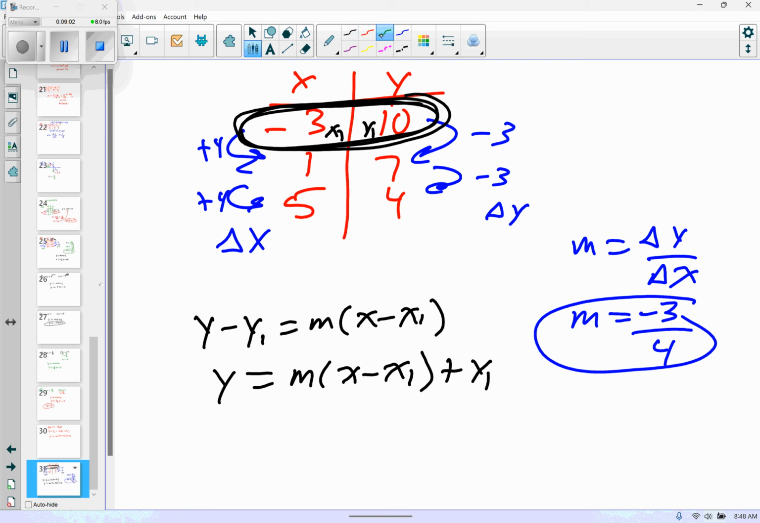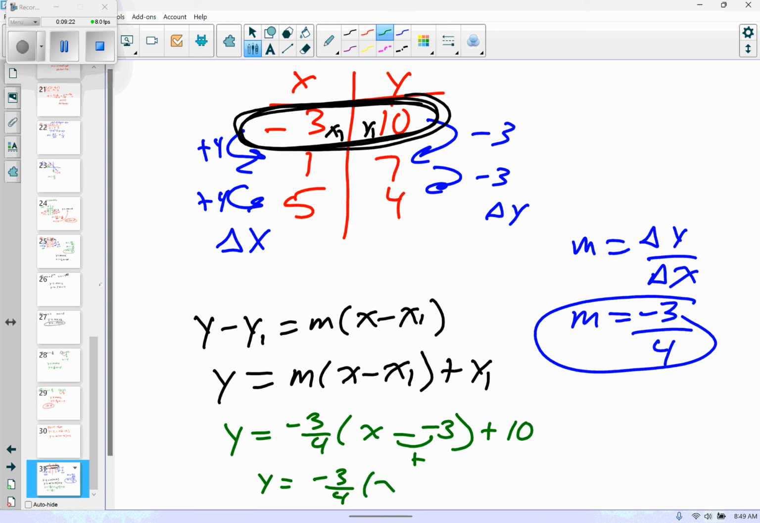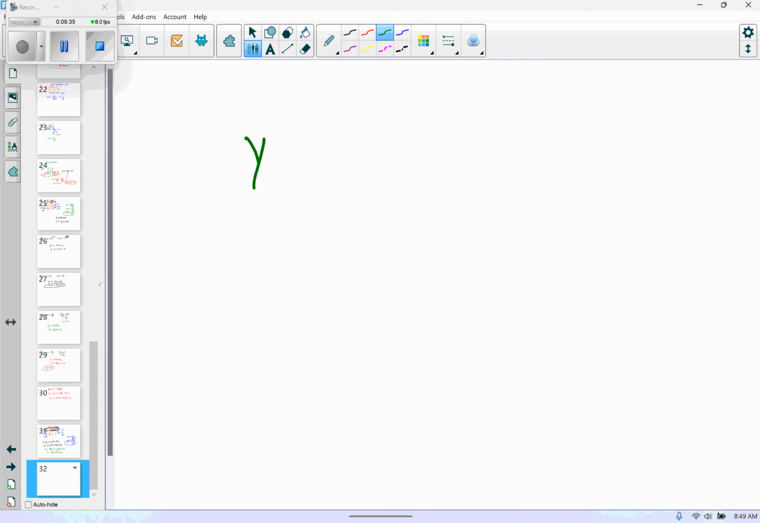So let's plug in things we know. Slope is negative 3/4. X minus x1 is negative 3. And then y1 is 10. So we're going to clean this up a little bit, make that a plus sign. So my point slope form looks like this. And we're just done looking at that right now. We don't have to do anything else to it. So that's our situation.